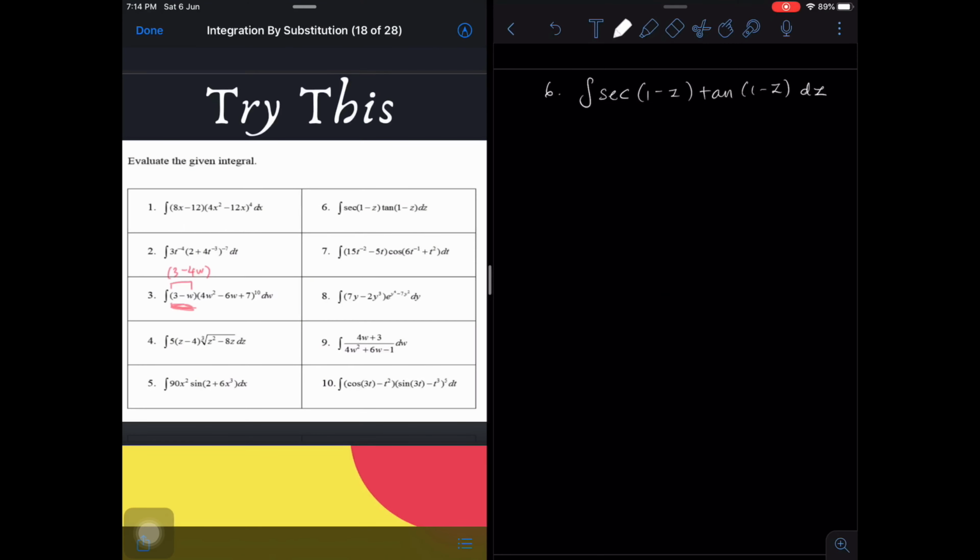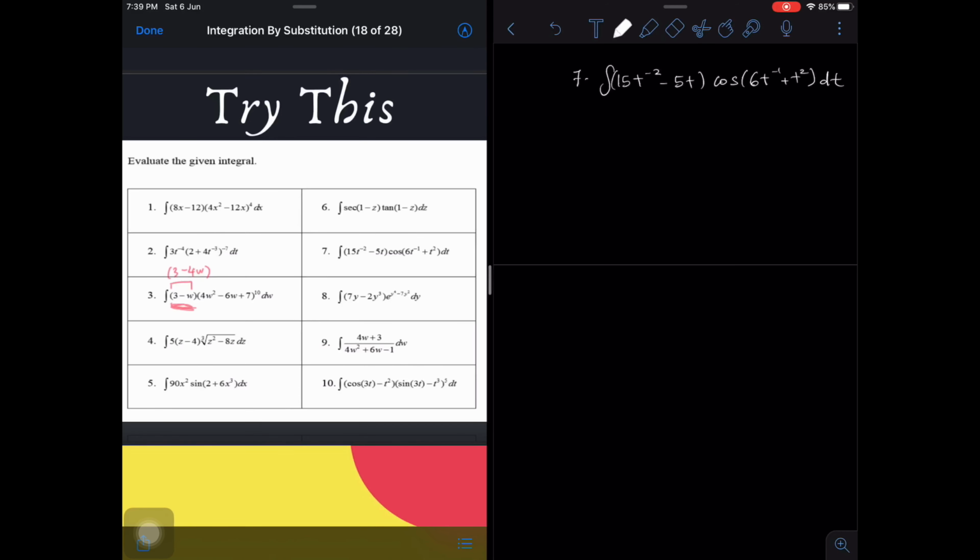Number 6, integration of sec(1 minus z) tan(1 minus z) dz. I think we can directly see this from the trigonometric identities for integration, where the integration of sec tan is sec. Okay, so this one is the direct solution. I think we will get sec(1 minus z) plus c. Alright, let's move to question number 7.